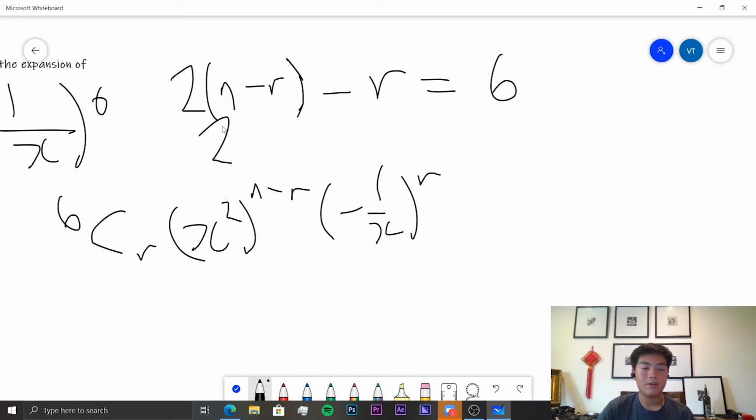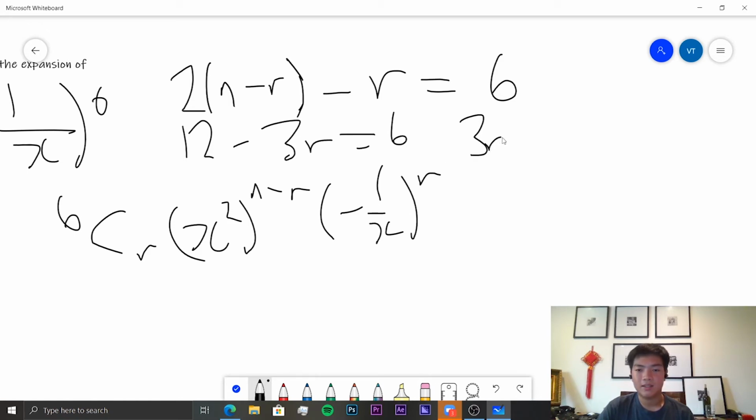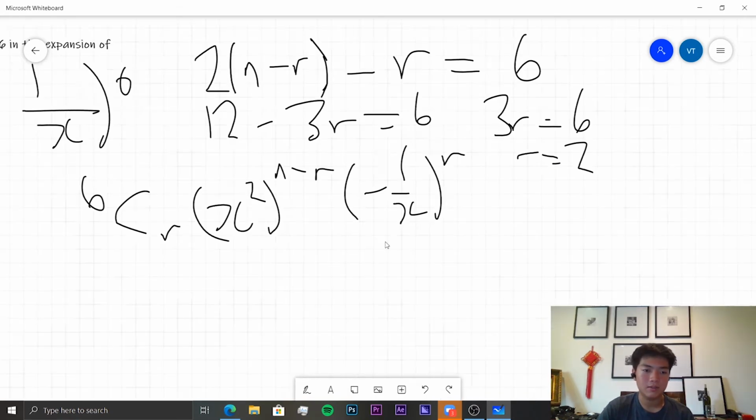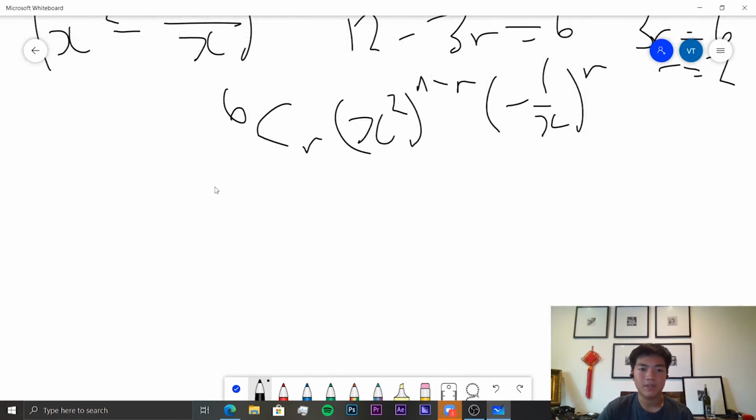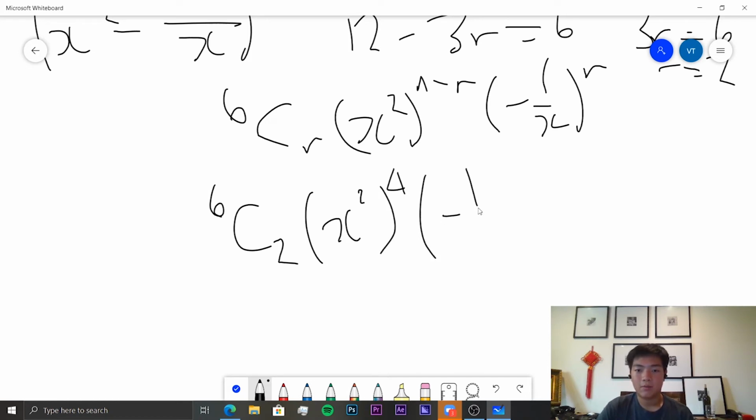So 2n, and we know n is 6, so that's actually 12. 12 minus 3r is equal to 6. So 3r equals 6 and r equals 2. So we need to substitute the value when r equals 2. So 6 choose 2, times x squared to the n minus r, 6 minus 2, 4, times negative 1 over x to the second power.